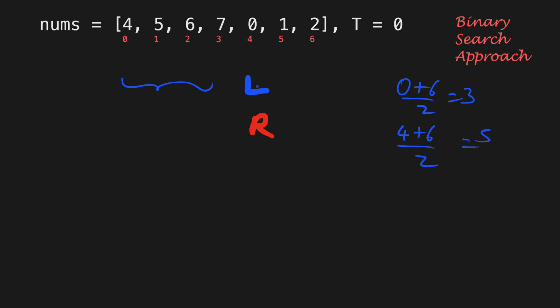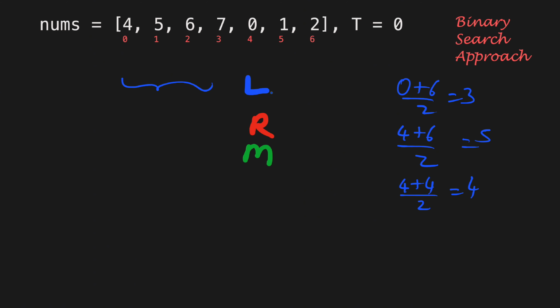Now both left and right pointers are at index 4. So mid will be equal to (4 + 4) / 2, equal to 4. And this time the middle element 0 matches the target. Hence we will return index 4 as our answer.